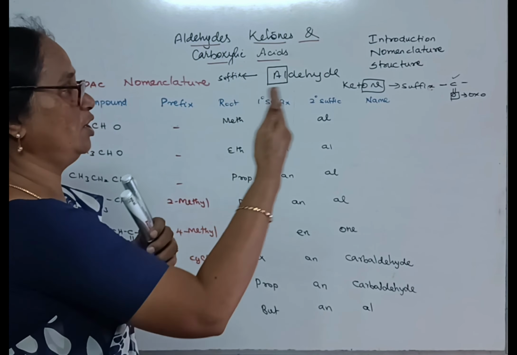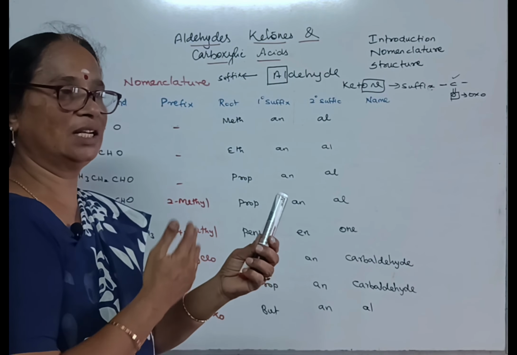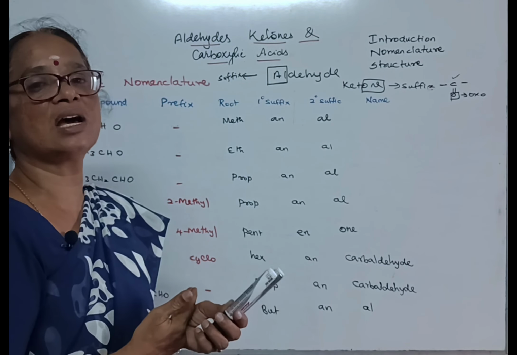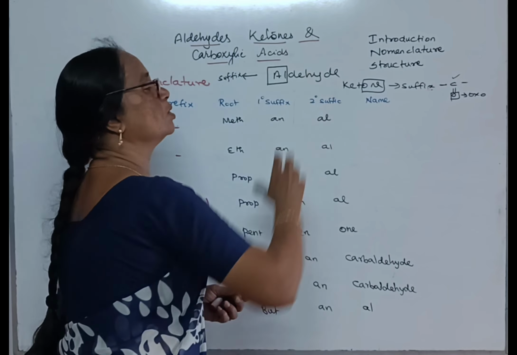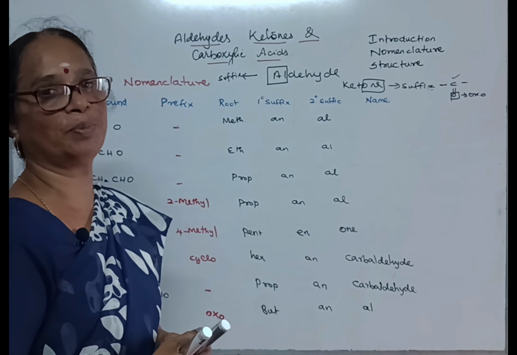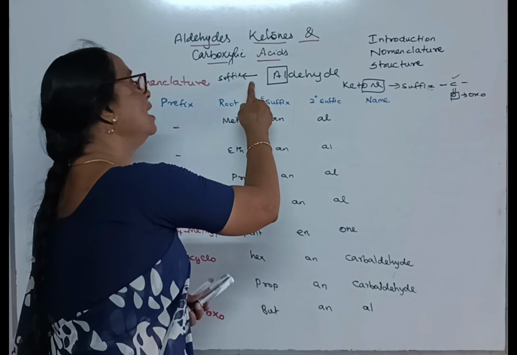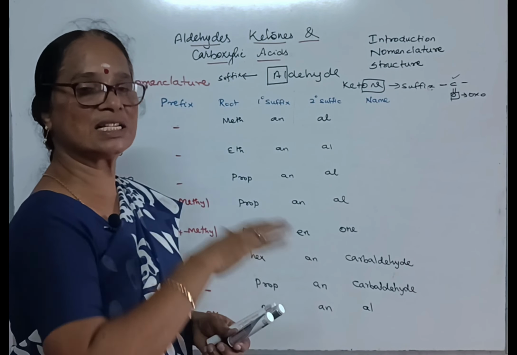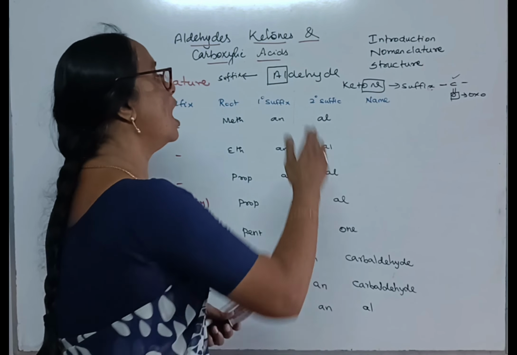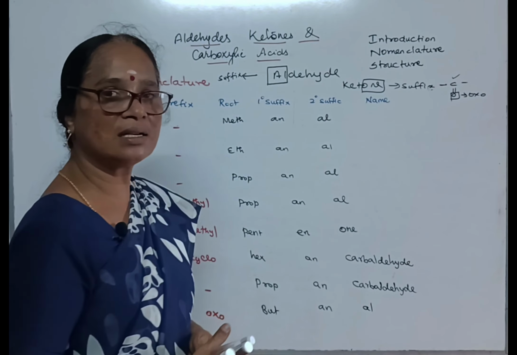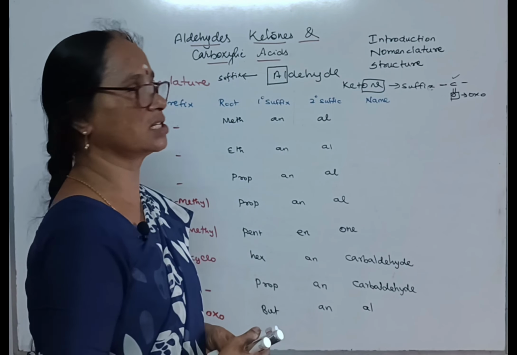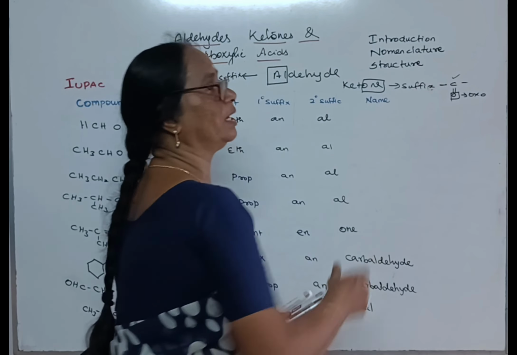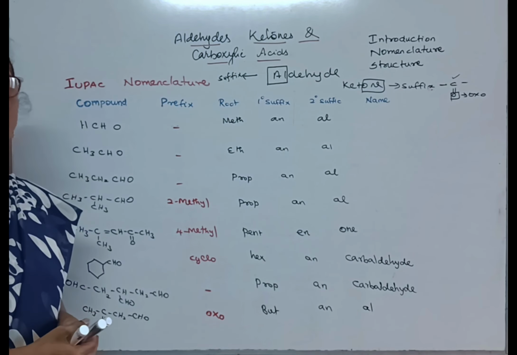Why? Because aldehyde goes as the suffix, that means aldehyde is part of the chain and is the functional group. This is because the aldehyde has more priority than ketone. So as per the priority rule, aldehyde makes the part of the chain as well as its functional group, and the ketone becomes the substituent of the chain.